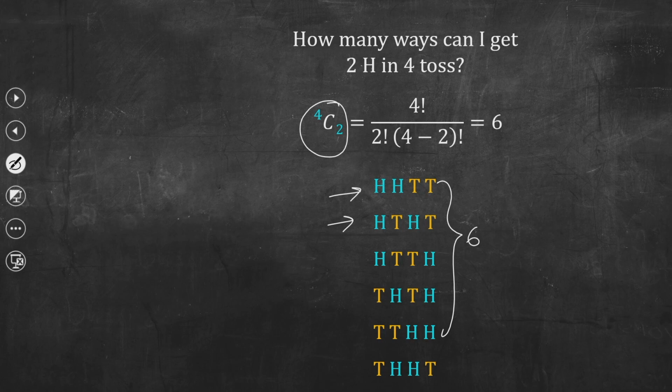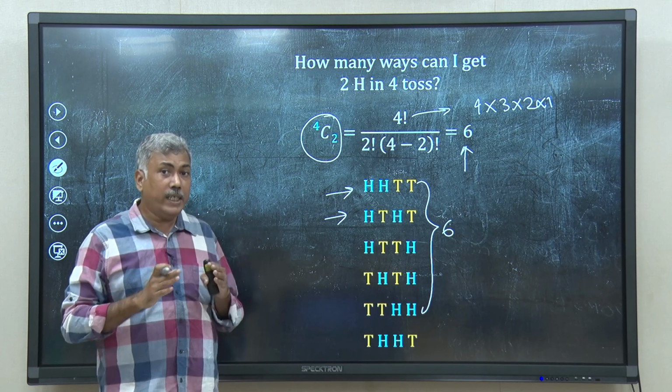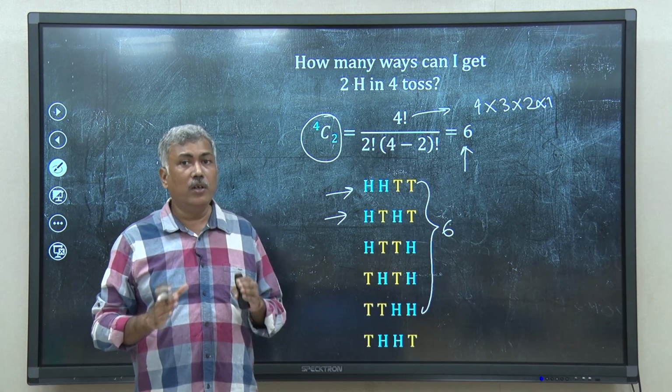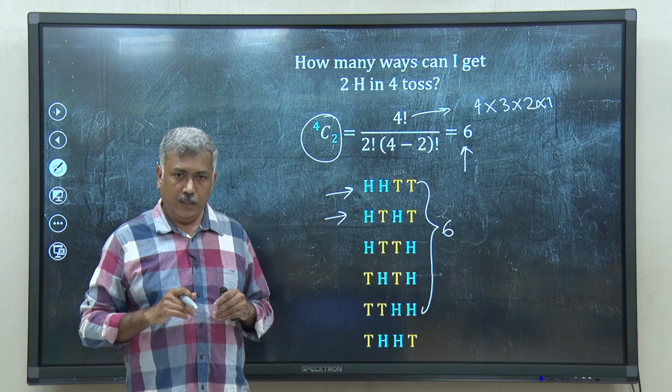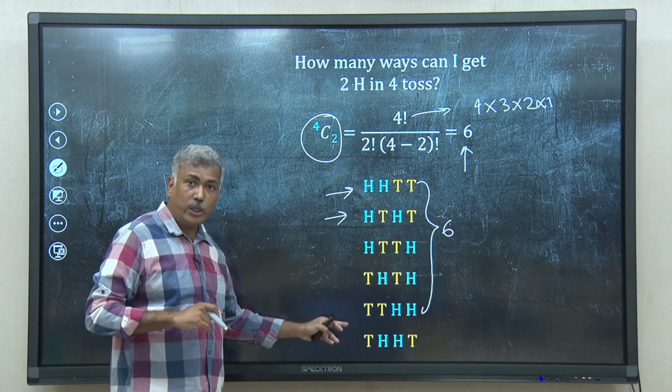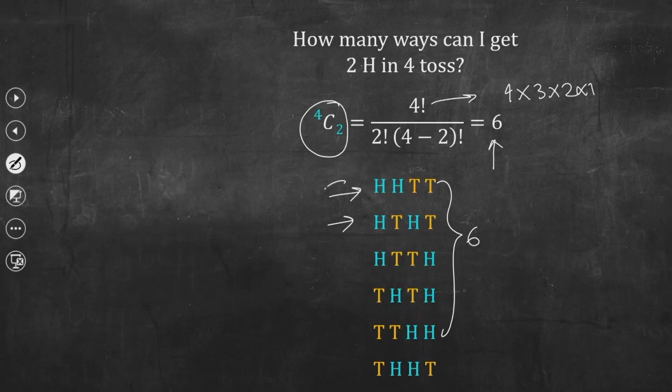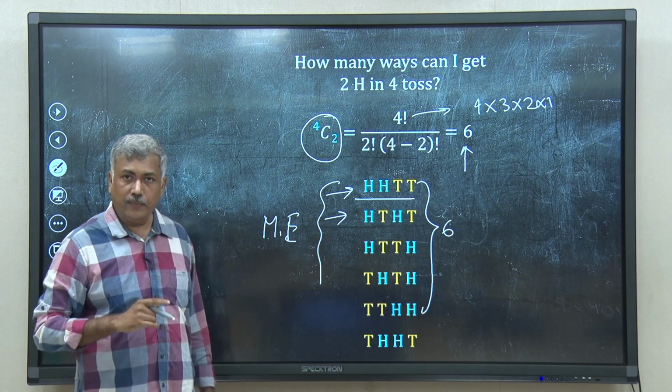So what is factorial 4? Factorial 4 is nothing but 4 into 3 into 2 into 1, right. All factorials you get by multiplying the numbers sequentially down to 1, right. So this is equal to 6. So there are 6 ways I can get 2 heads out of 4 coin tosses. Now remember, these are all mutually exclusive events, because if you have got this HHTT, you cannot get the other one.